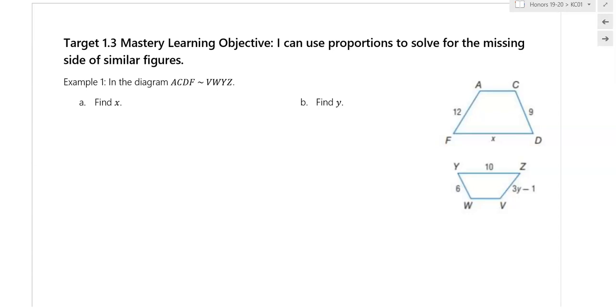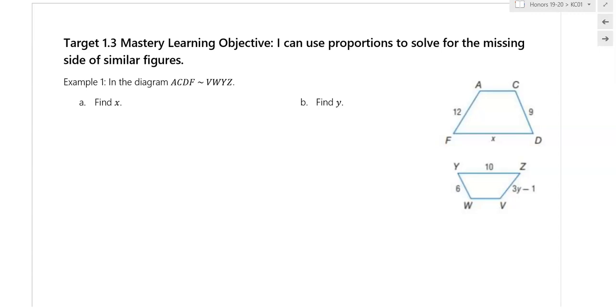We're looking at 1.3. I can use proportions to solve for the missing side of similar figures. A lot of what we're doing today we looked at yesterday as well. So this is kind of just an extension of what we did in our activity in class. Well, I guess today, Tuesday. So now we're solving for those missing sides.